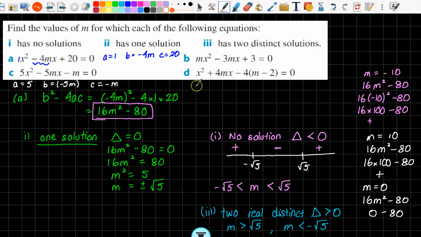For D, they're being very nice. A is going to be 1, B will be 4m, and C, a little bit trickier, but it's minus 4, m take 2.